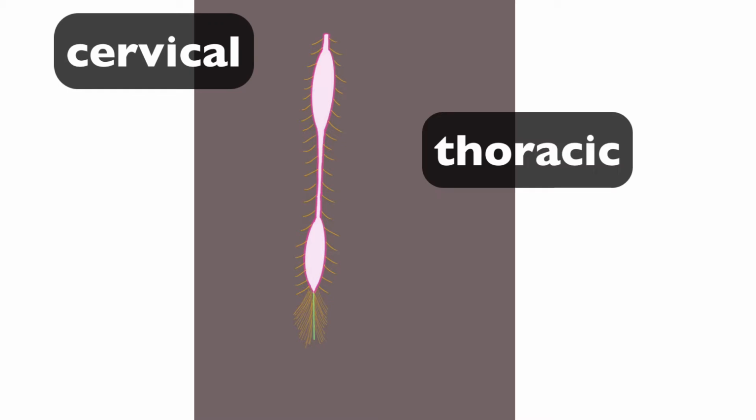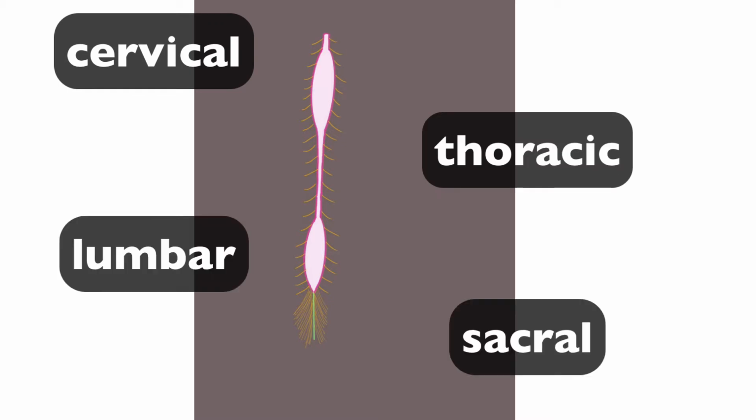Please keep in mind the spinal cord is part of the central nervous system, whereas those 31 pairs of spinal nerves are part of the peripheral nervous system. Nerves are always part of the peripheral nervous system. There are 4 regions to the spinal cord: cervical region, thoracic region, lumbar region, and a sacral region.